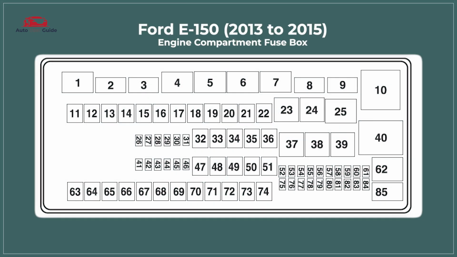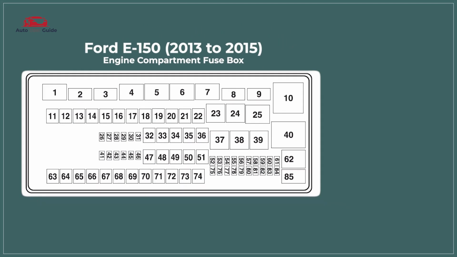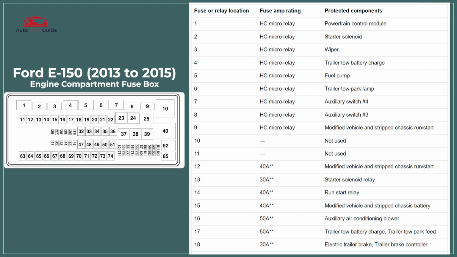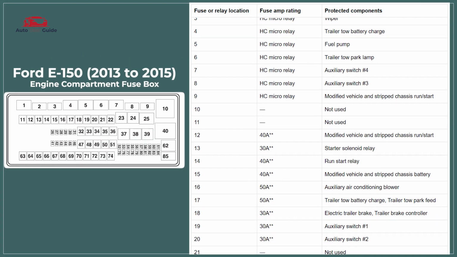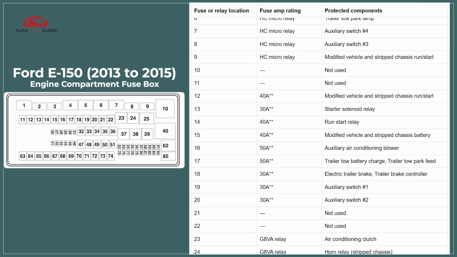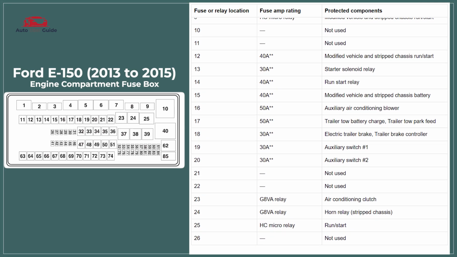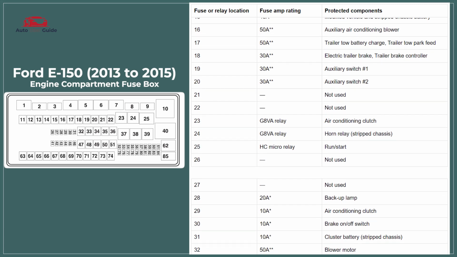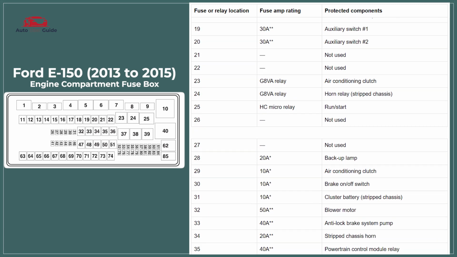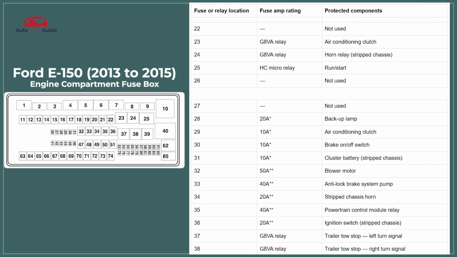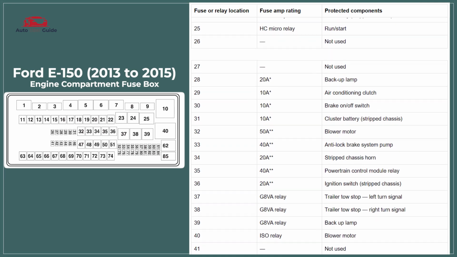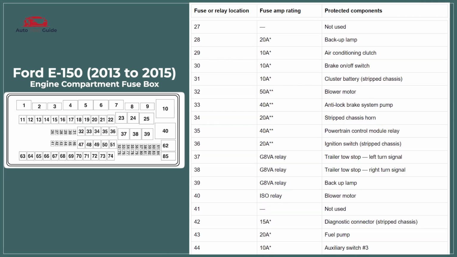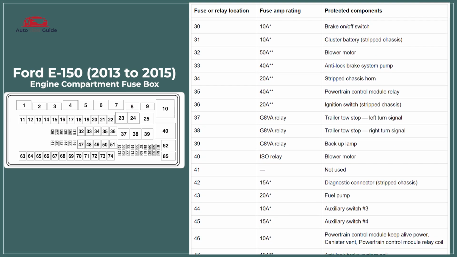The engine compartment fuse box in the Ford E-150, 2013 to 2015, controls high-power systems such as the powertrain, lighting, ABS, and electric fans. It contains a combination of high-current fuses, mini fuses, and integrated relays. The layout is optimized for quick diagnostics with clearly marked circuits. Durable construction ensures reliable protection in demanding engine bay conditions.